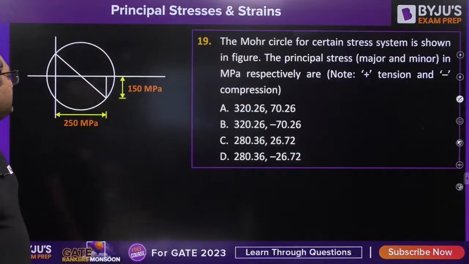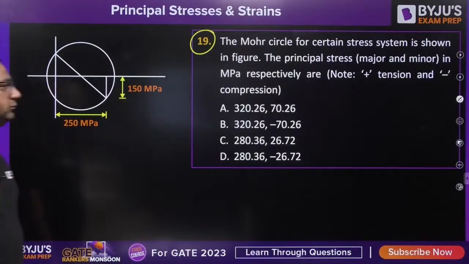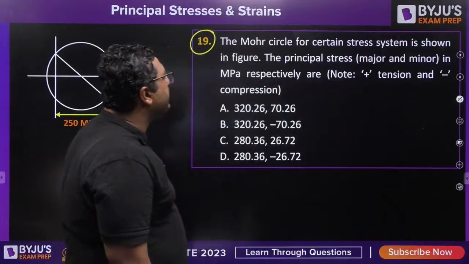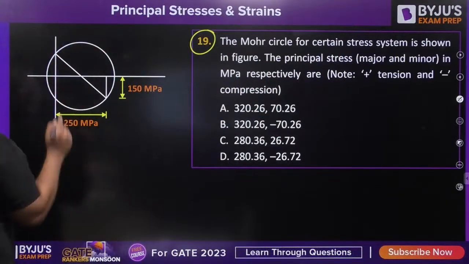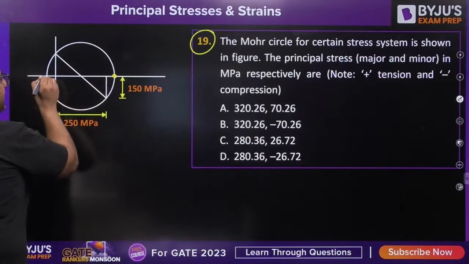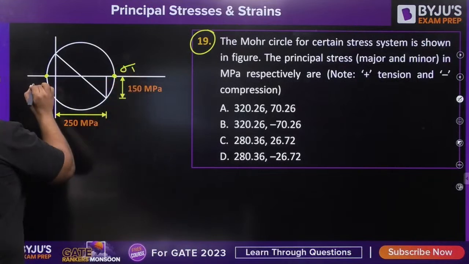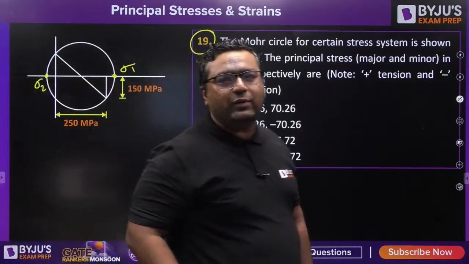Okay, so this is once again the Mohr circle given to us. Mohr circle for certain stress system is shown, the principal stress major and minor in MPa. You know, Mohr circle extreme points where they cut on the x-axis, that will give you the principal stress. So you just need to tell sigma 1 and sigma 2 values.